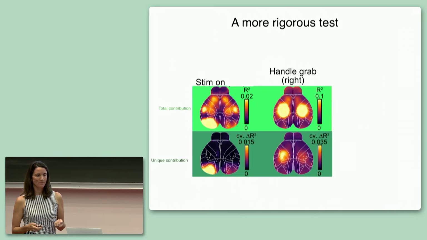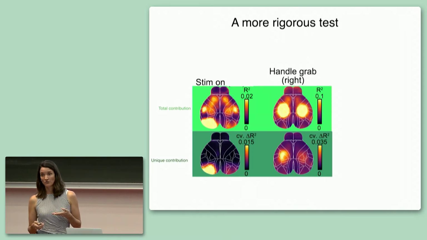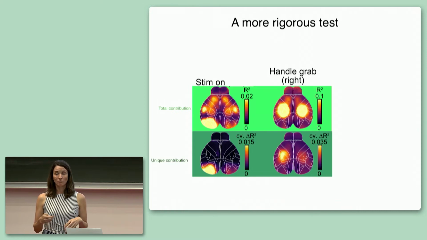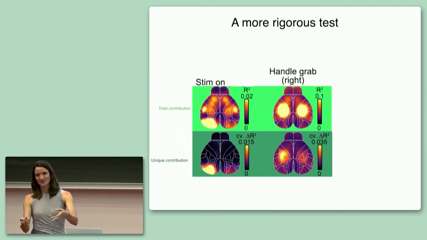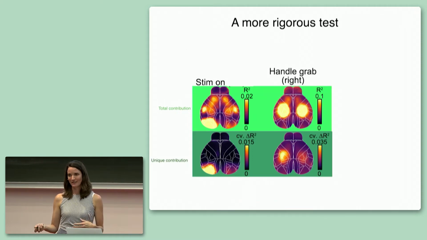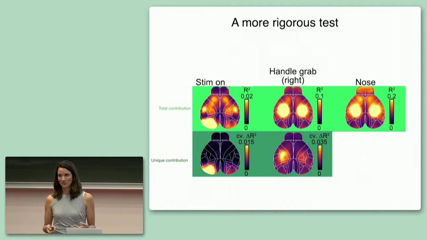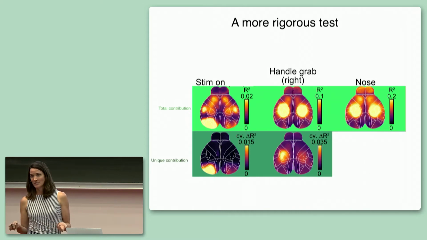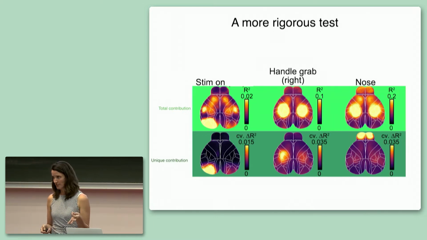Here's another example, the handle grab. If you just look at the overall contribution of a rightwards handle grab, you see totally bilateral activity, but the reason for that is just because right handle grab and left handle grab tend to happen at the same time. So you see a much cleaner signal if you ask how much worse the model gets when you eliminate that variable. And finally, with the nose, again, the activity looks really distributed across the brain, but that's because nose movements are correlated with other movements, and when you look at the nose by itself, it's much more restricted.